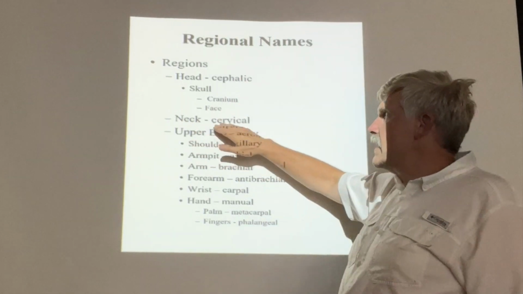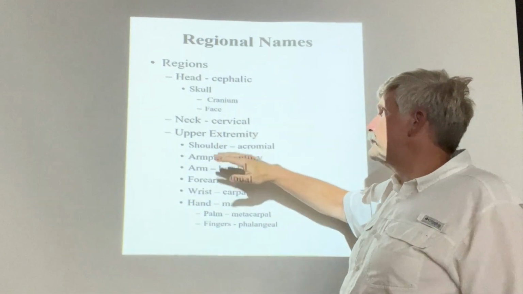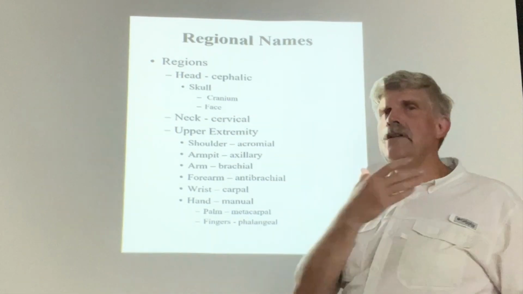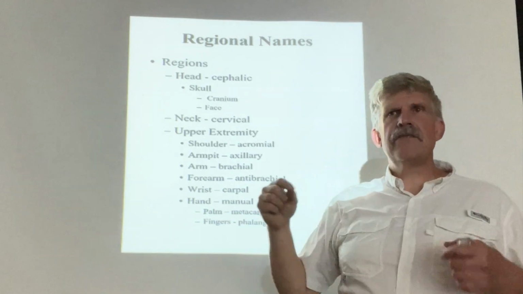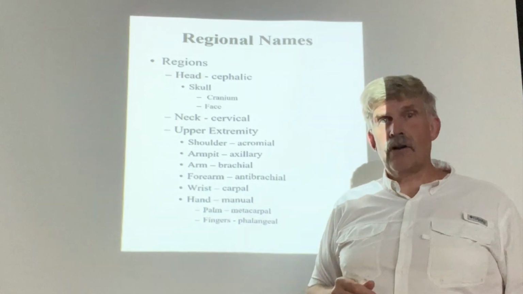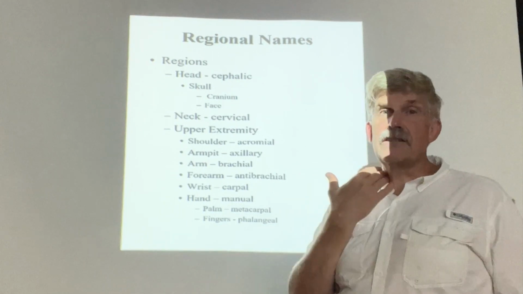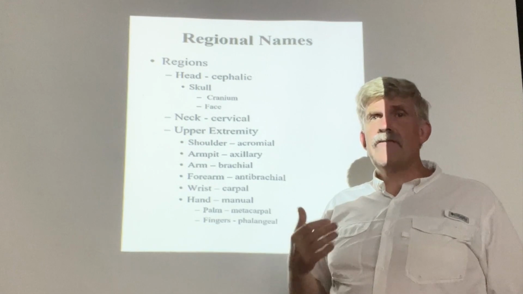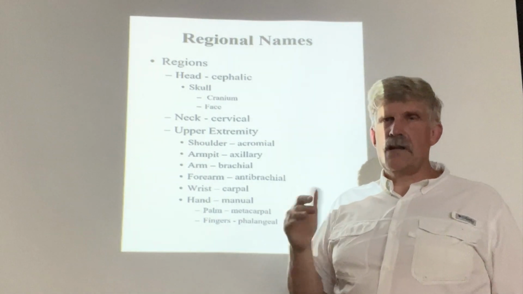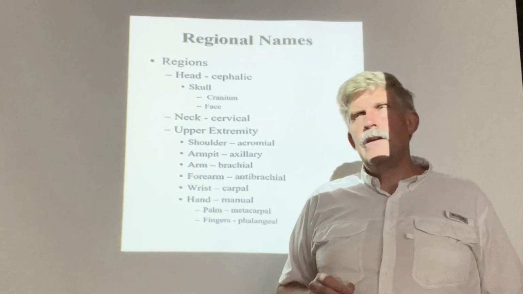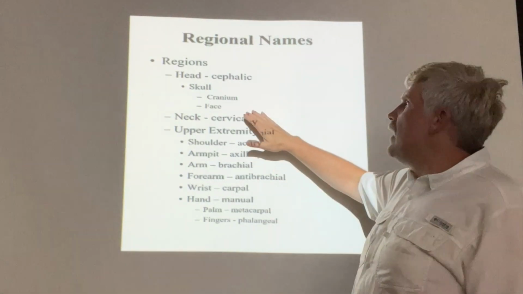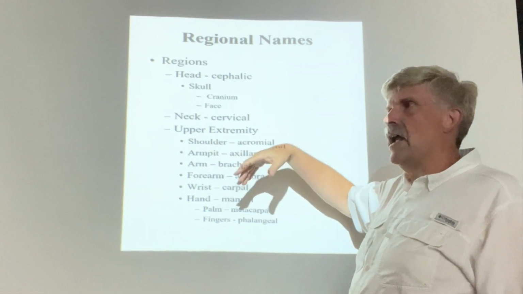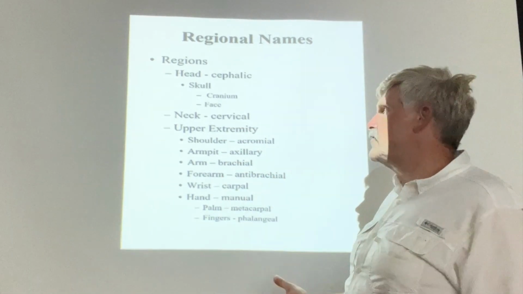Come down the neck, this is going to be the cervical area. And please be aware that cervical refers to not only this neck, but also the neck that attaches to different organs. So this is the cervical area. The cervix is a completely different area, and you have to be aware of that usage so that you're not poking around in areas where you might not be wanted. And then you have an upper extremity. This is going to be your upper limb and the structures that attach it to your body.